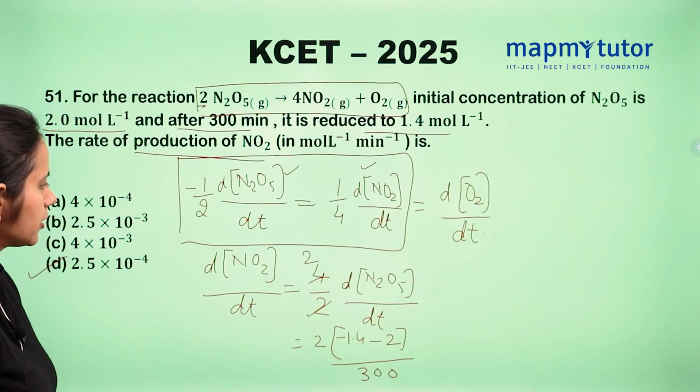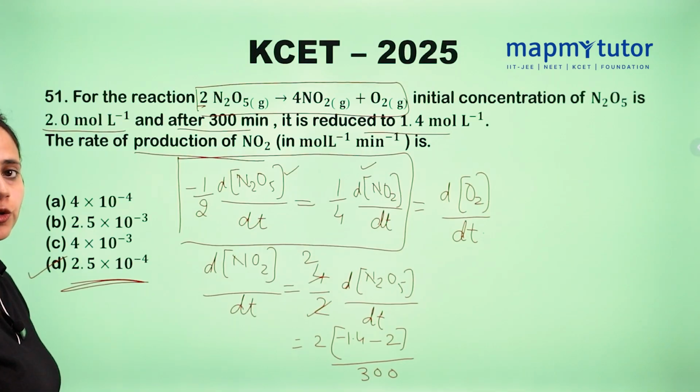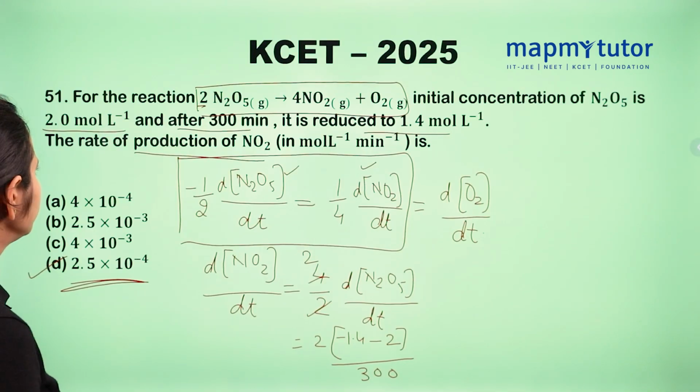Please solve it at home. This is a very simple calculation. You will get the answer 2.5 into 10 raised to power minus 4.